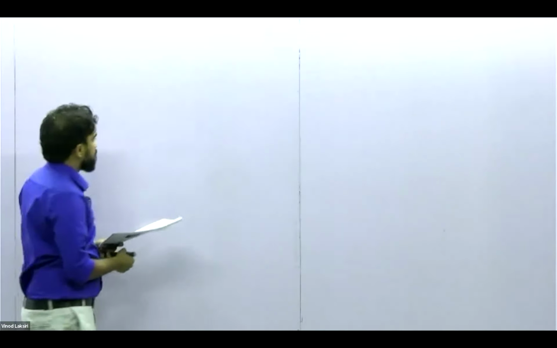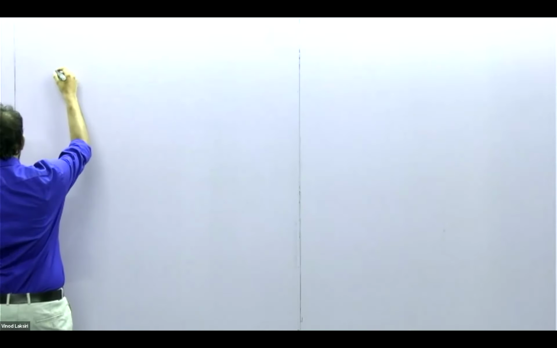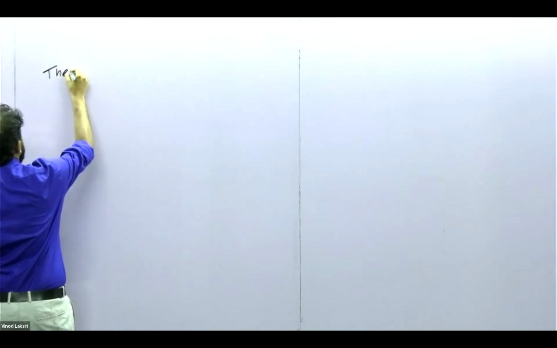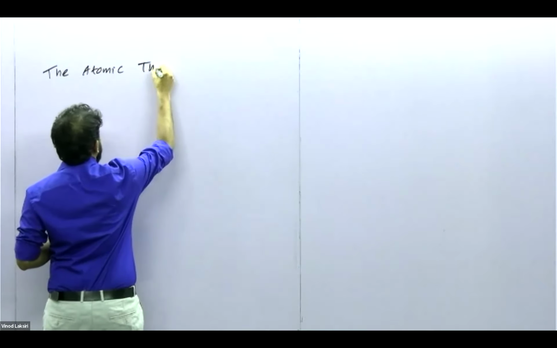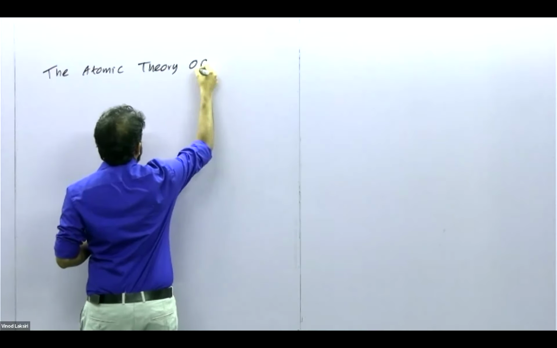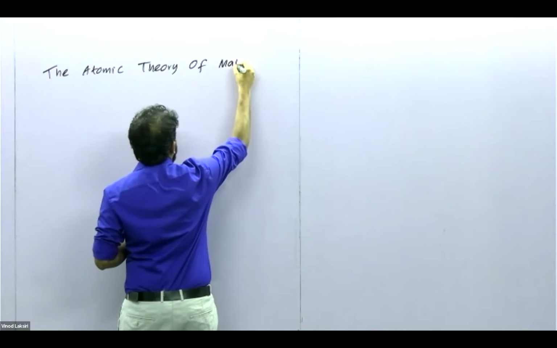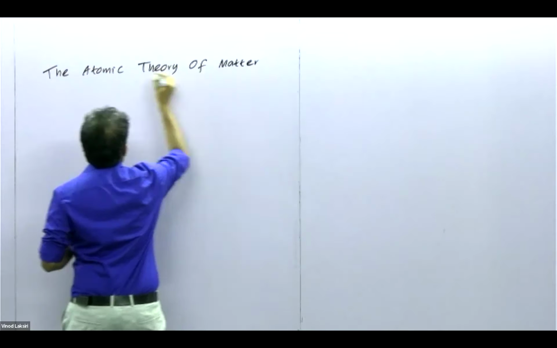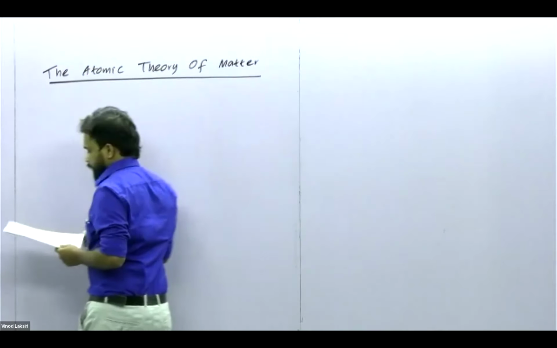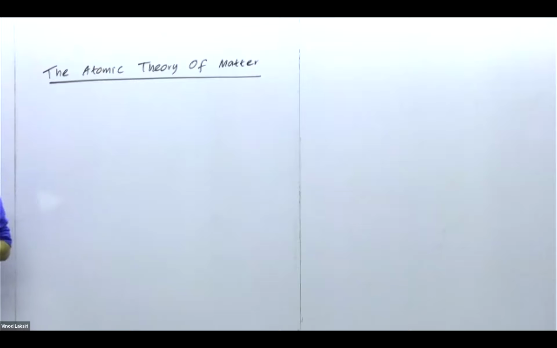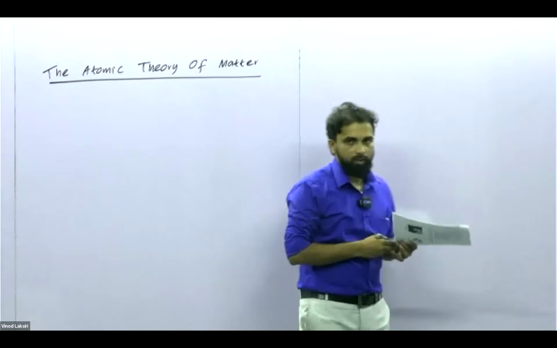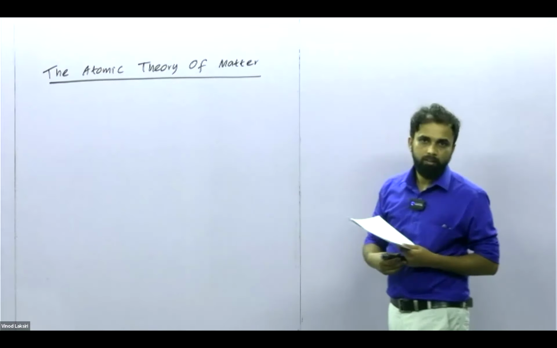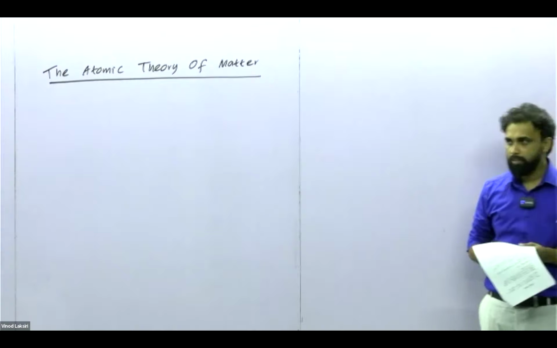Next one is the atomic theory. The atomic theory of matter. Write down the next topic, the atomic theory of matter. So this is a history part, the atomic theory of matter.